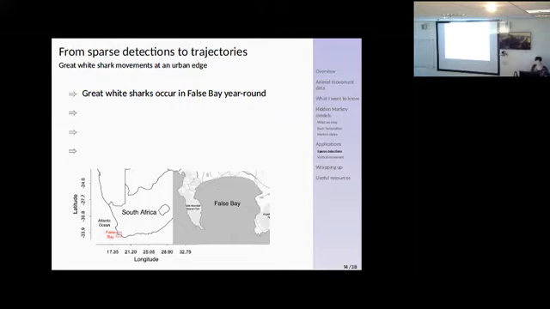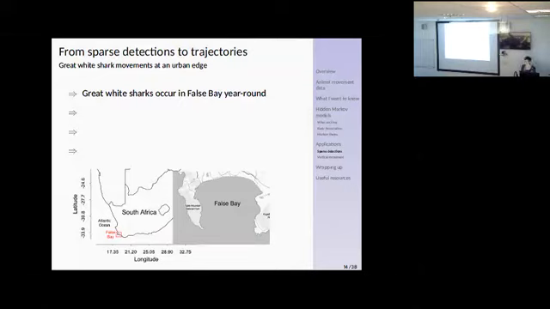So moving on to the first sparse example, I'm going to tell you more about the great white sharks in False Bay. This is South Africa, the tip of Africa, and False Bay is right next to Cape Town in the southwest corner. It's a relatively sheltered bay, so it's really popular for swimming and surfing, etc.